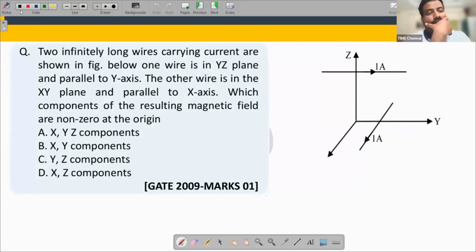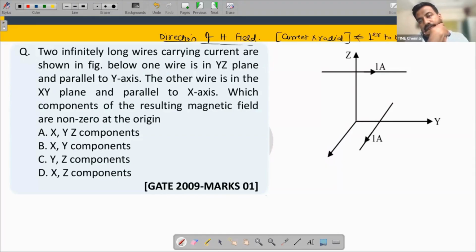So try this. This is a question based on direction of magnetic field. We know the direction of electric field is always radial, whereas the direction of magnetic field is current cross radial. I can say it will be perpendicular to both current and radial direction. So use this concept and try to solve.